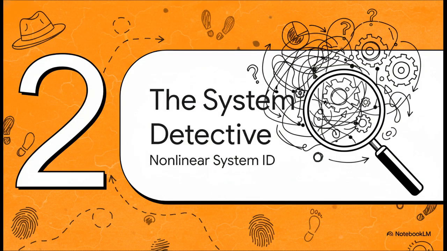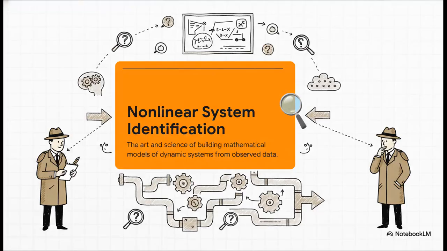Okay, so let's get into it. The official name for this whole field is nonlinear system identification. But you know what? I like to think of it as being a system detective. It's like you're investigating a mysterious system to figure out the secret rules that make it tick. The formal definition here tells us it's all about building these mathematical models from data. So as the detective, you're not just taking wild guesses. You are carefully observing what goes into the system and what comes out of it. And from those clues, you start to piece together a working theory of what's really happening on the inside.